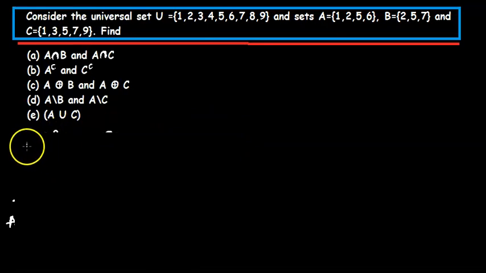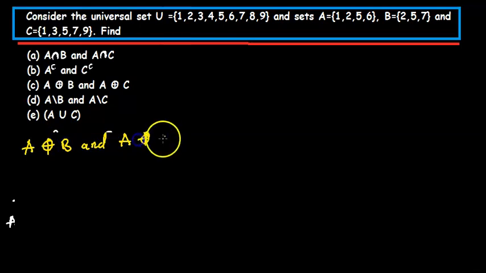Here we are asked to find the symmetric difference of A and B, and the symmetric difference of A and C. How can we solve this problem? When we say symmetric difference of A and B, this simply means it contains elements that are either in set A or B but not in both.